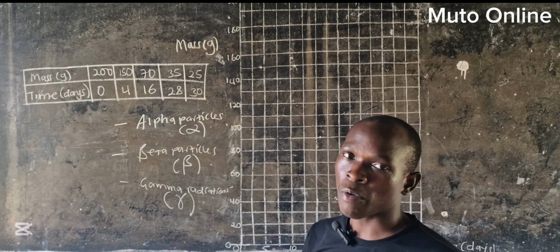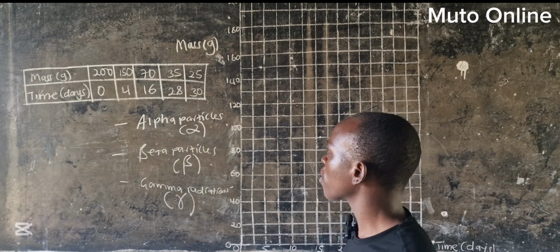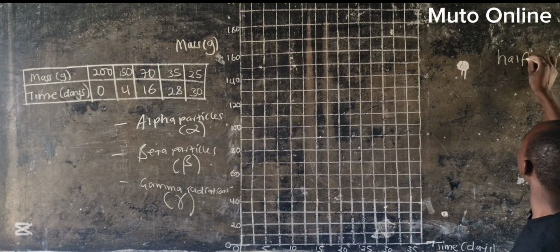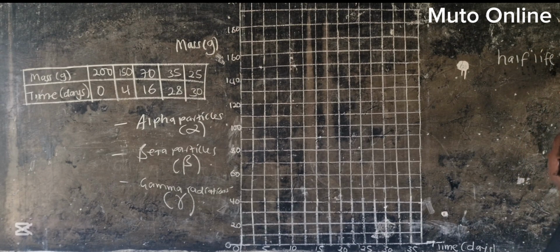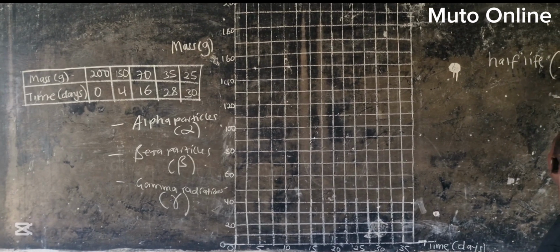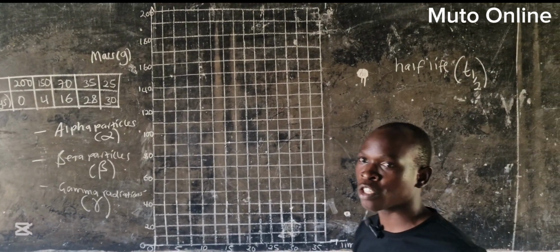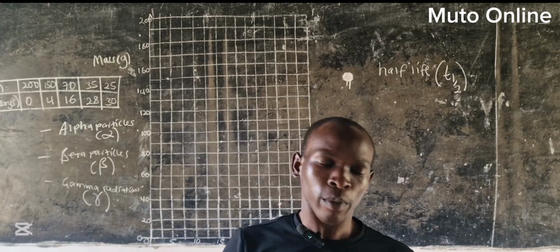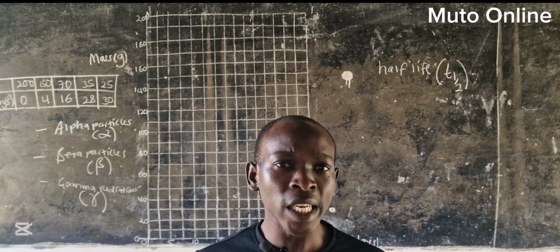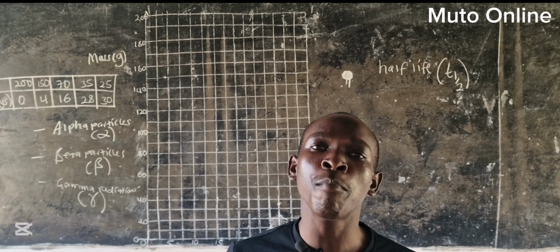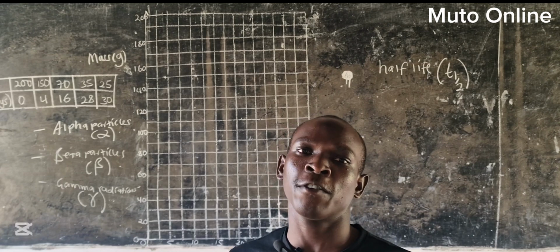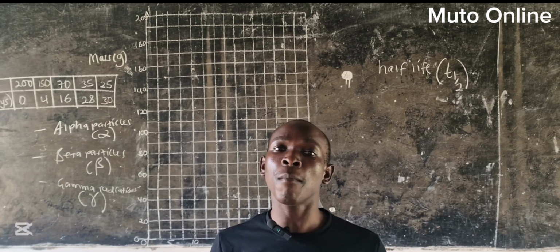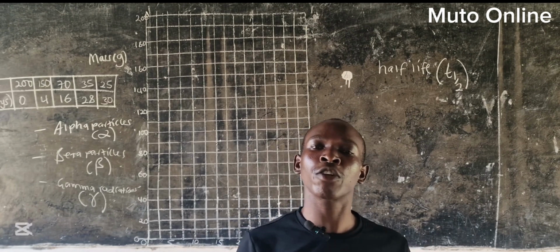In part B, they want us to use a graph to estimate half-life. Now, before we find half-life using our graph, which is denoted as T half, we need to first know what half-life means. Half-life simply means the time taken for a radioactive sample to decay to half its original mass.